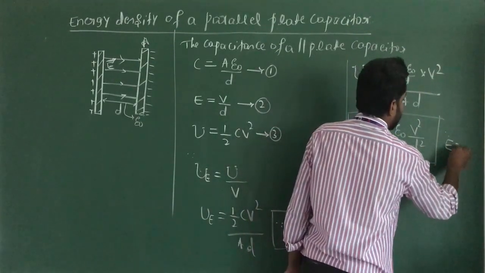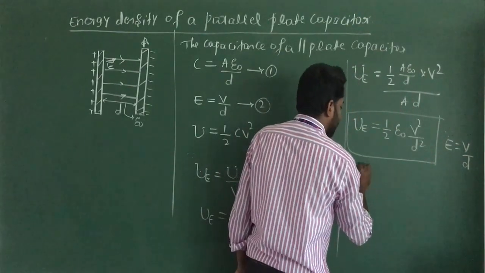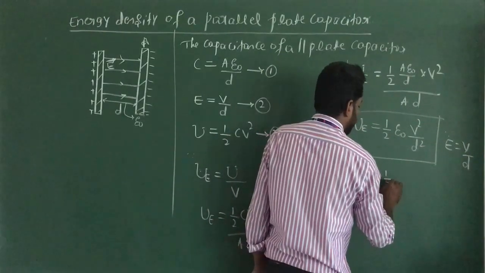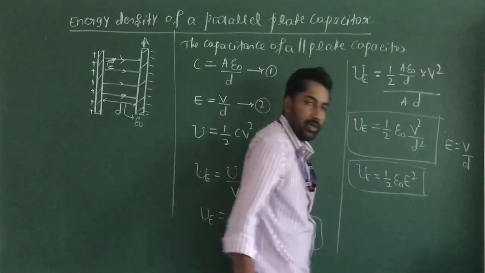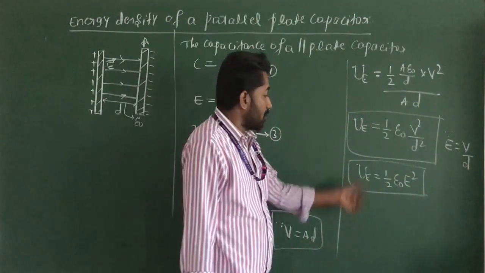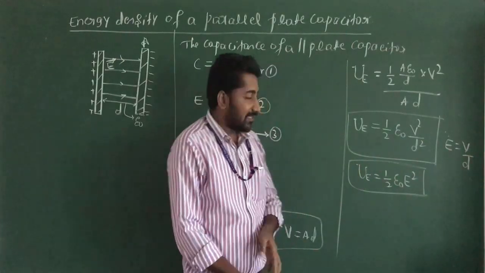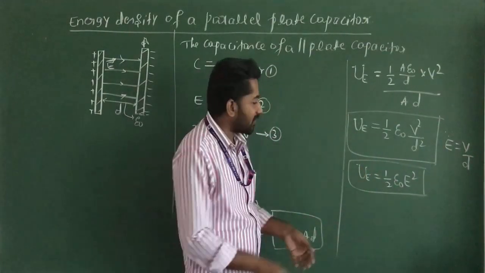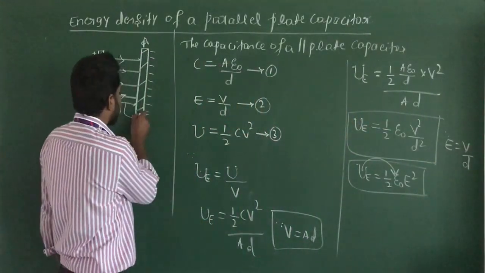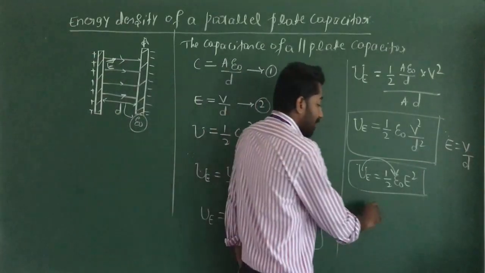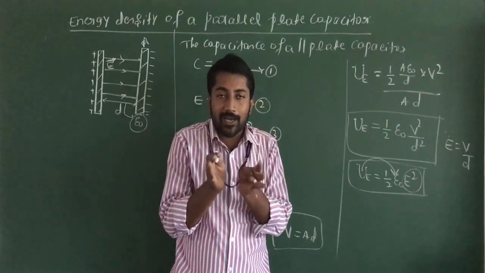But we know the formula, E is equal to V divided by D. So V square divided by D square is E square, and the energy density U_E is equal to 1 by 2 epsilon naught into E square, which is the expression for energy density of a parallel plate capacitor. The energy density of a parallel plate capacitor is directly proportional to the permittivity of free space, epsilon naught, and directly proportional to the square of the electric field strength between the parallel plates.